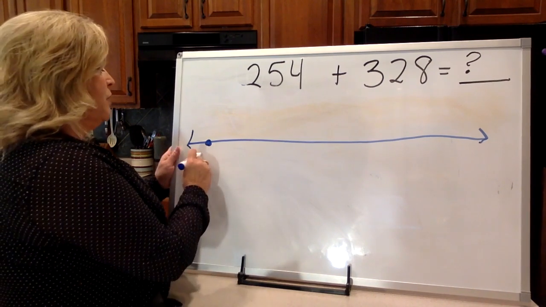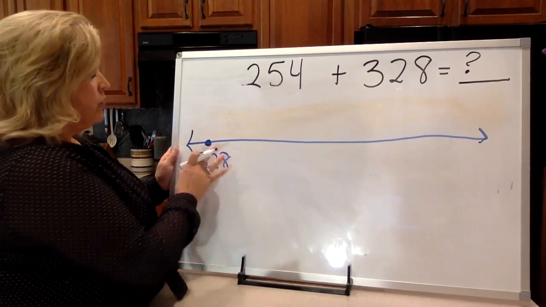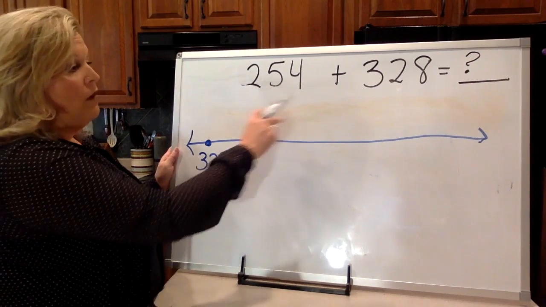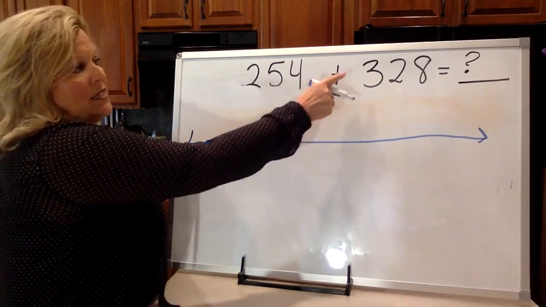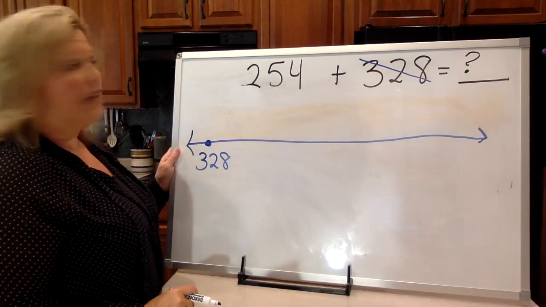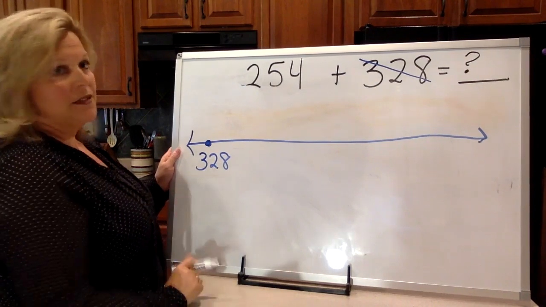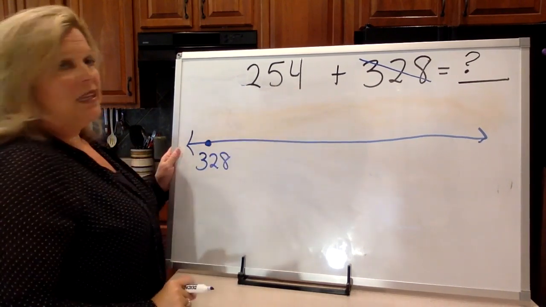Yep, 328, because it's bigger. It's bigger, so we'll put the bigger number first, and then we don't have to do as much jumping. Since I've already used that whole number, I'm going to draw a line through the whole thing. That way I know I don't need to do anything else with that number. There it is.